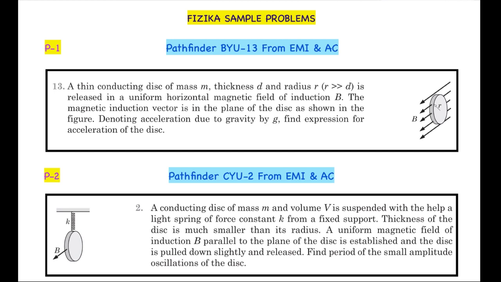The second problem is again from Pathfinder, from the exercise Check Your Understanding, question number 2 from the electromagnetic induction and alternating current chapter. So now let's look at the question. The question is: a conducting disk of mass m and volume v is suspended with the help of a light spring of force constant k from a fixed support. The thickness of the disk is much smaller than its radius. A uniform magnetic field of induction B parallel to the plane of the disk is established, and the disk is pulled down slightly and released. Find the period of small amplitude oscillations of the disk. So again, this is a very similar problem.